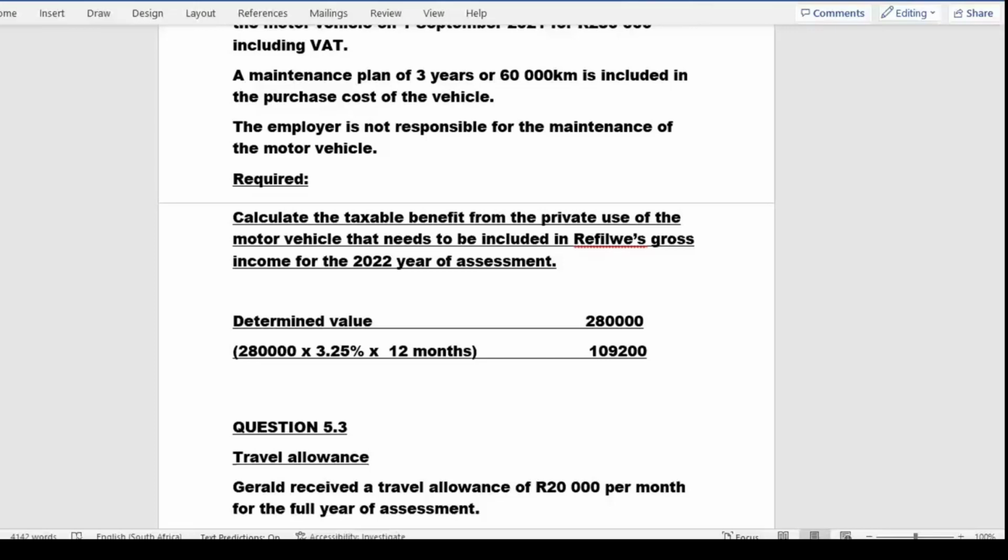Sir, can I please ask something? Sorry for the interruption. No problem. If I said 280,000 multiply by 15% multiply by 12 over 12, I get the answer. Then I take 3.25% and multiply by the answer that I have gotten there. Am I wrong? Yes, you are.